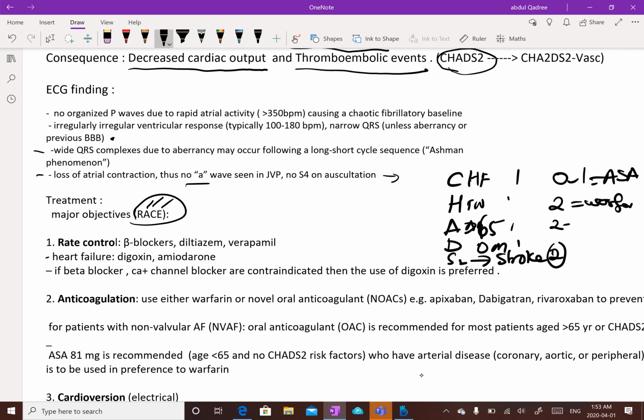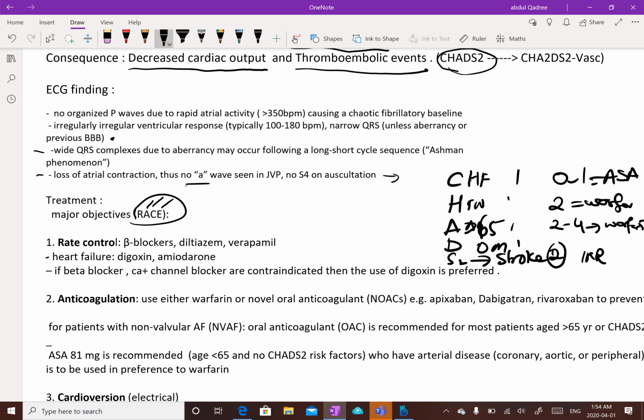If it's 2 to 4, you use warfarin. So basically, the higher the number, you use either warfarin or direct novel oral anticoagulants. The reason they don't use warfarin is because of monitoring of INR and the side effects of warfarin. However, the novel anticoagulants can be used as well. Lately, they have been approved to be used for atrial fibrillation.